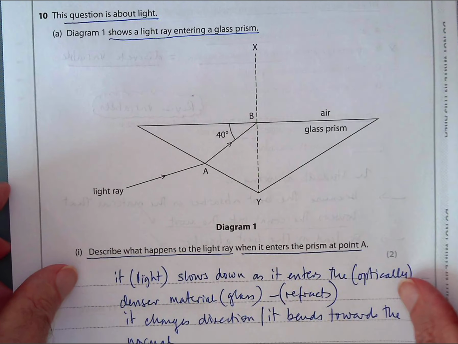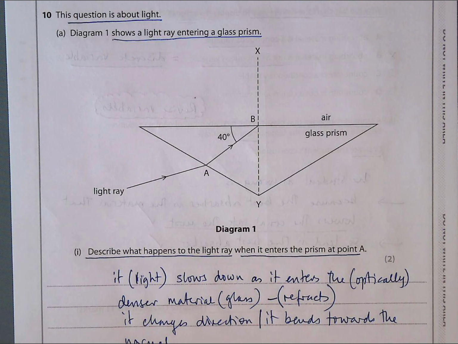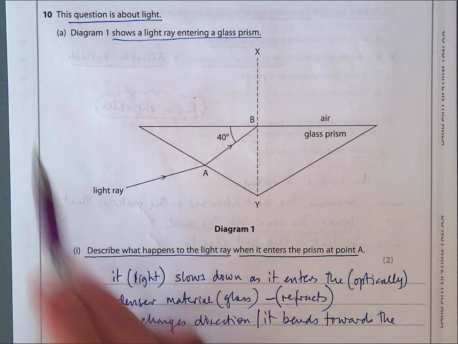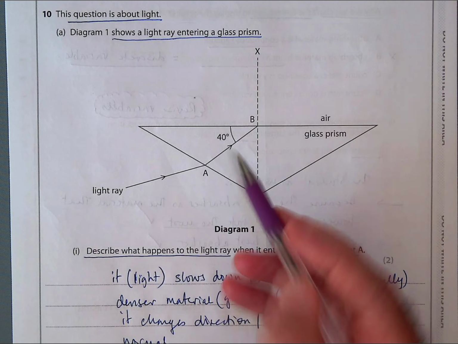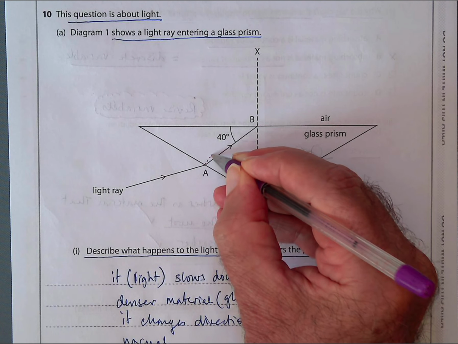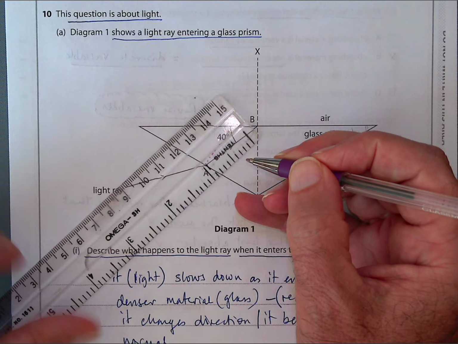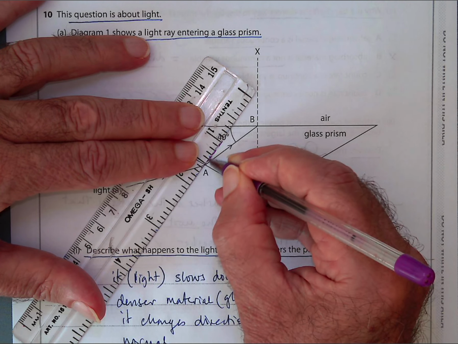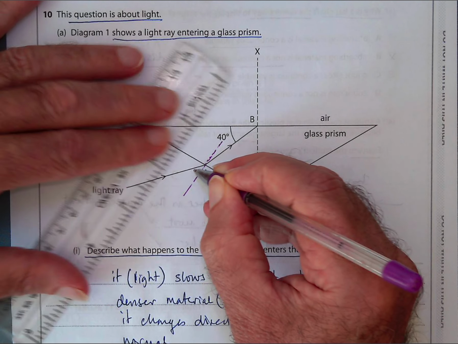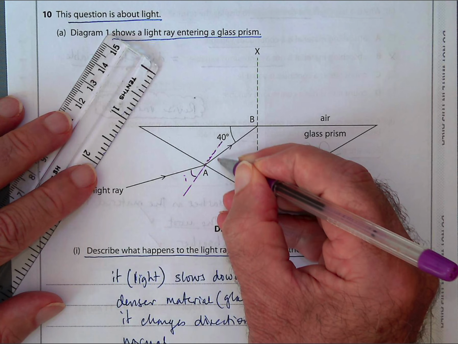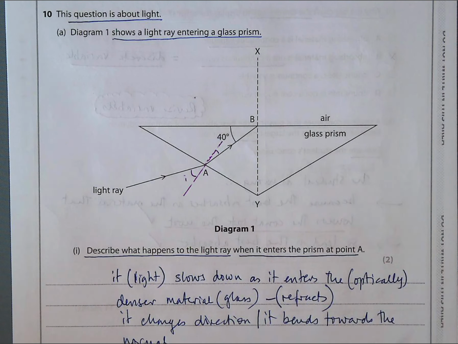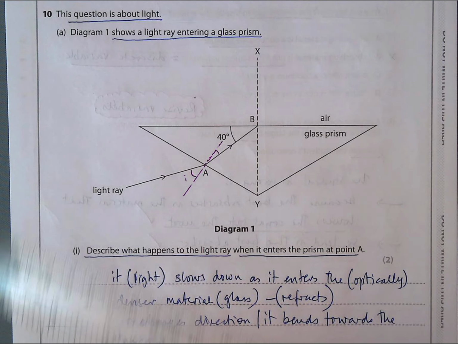All right, the next question is question 10. As you get to the end of the exam, the questions become trickier and more detailed. Now, the question is about light. So you have a light ray going in. It then refracts. You normally draw a normal if you want to measure the angle. I should have drawn it with a ruler and a dotted line. So this is the angle going in. This is the angle of refraction. But we're looking at what happens here. So remember the normal.